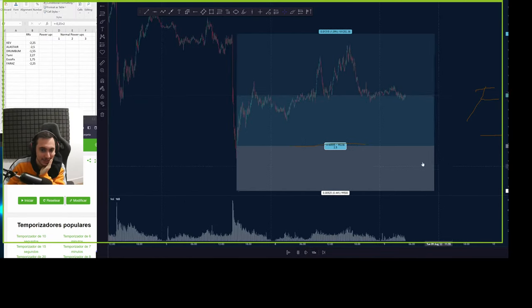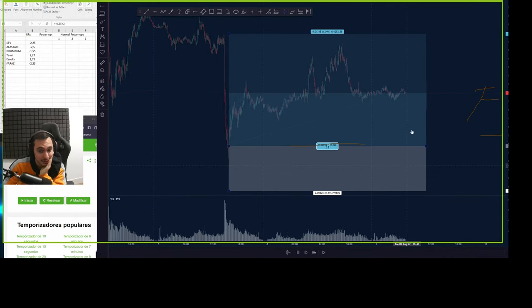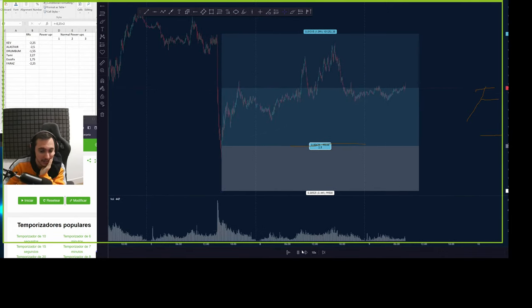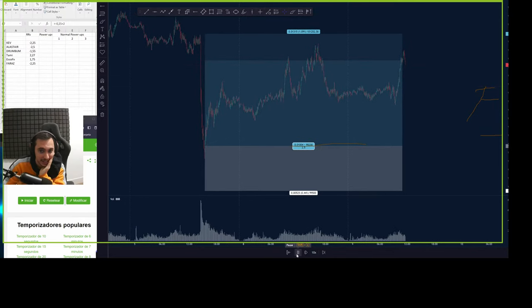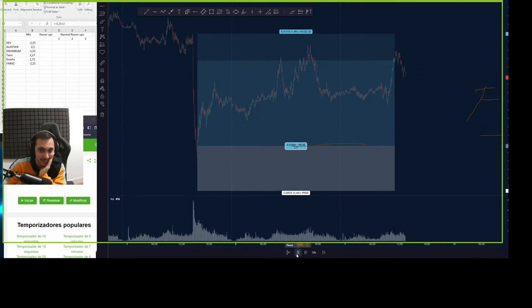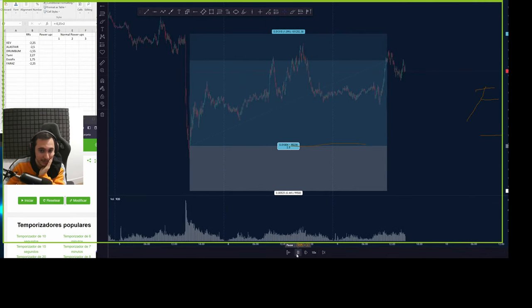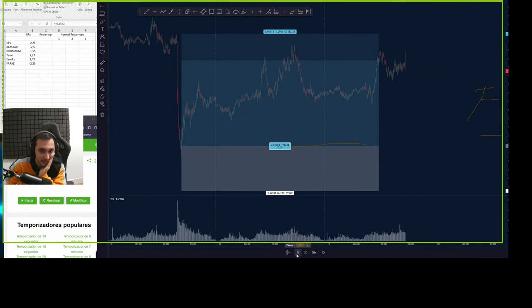Okay, now it's consolidating. This seems like a distribution, so it has more chances to go lower than higher now. But anything is possible. Oh, look at that. Now. Come on, one more push up. It should break. It should break higher. Come on.